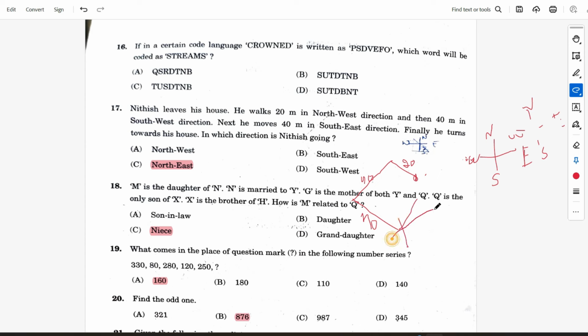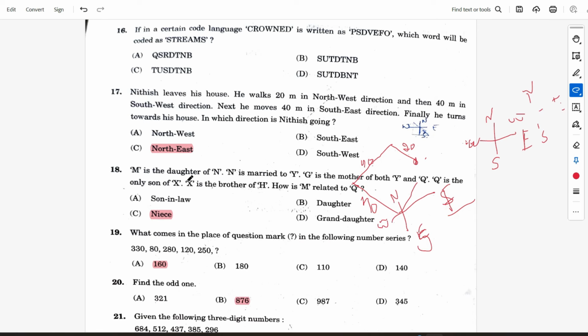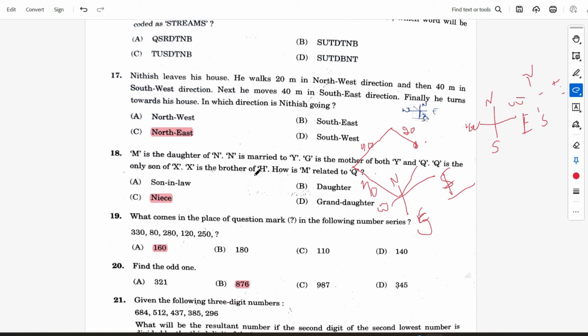So this is north, south, east, west. It means north, this is south, sorry, south, east, and this is west, right? So northeast. So the answer is northeast, option C. Now these are blood relation type of questions.